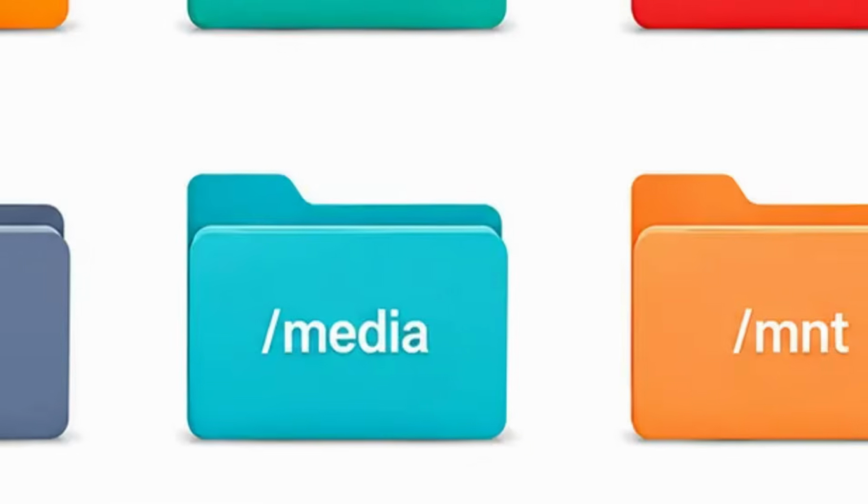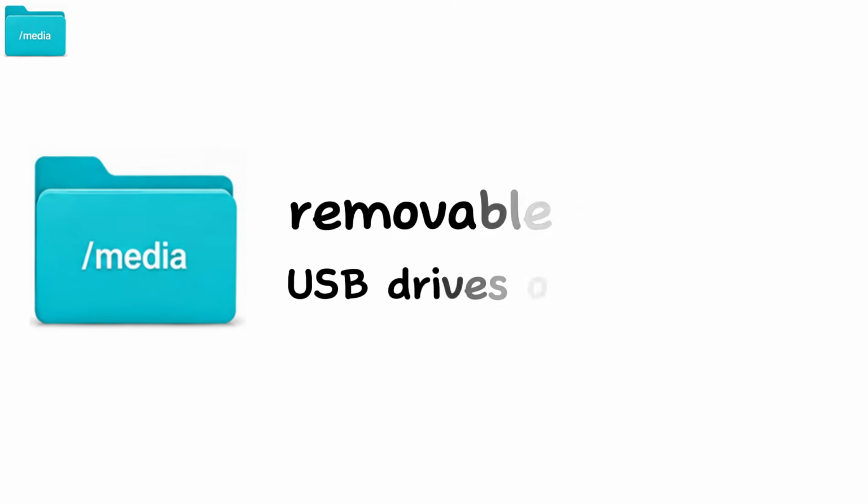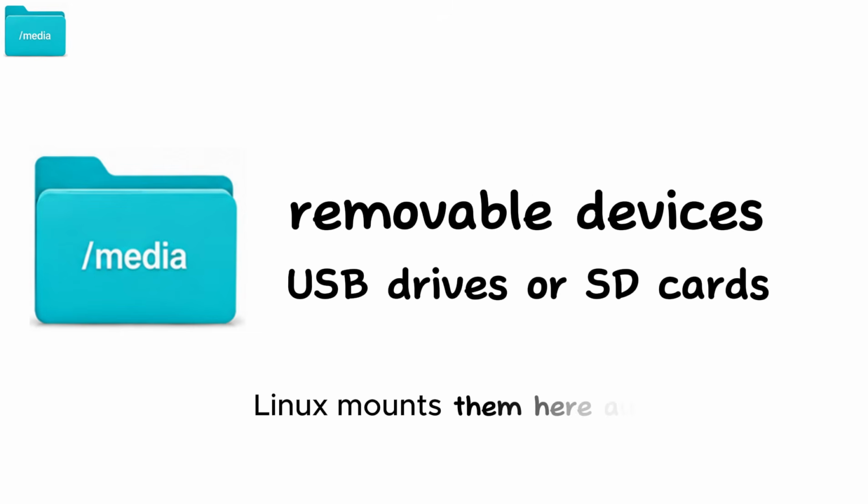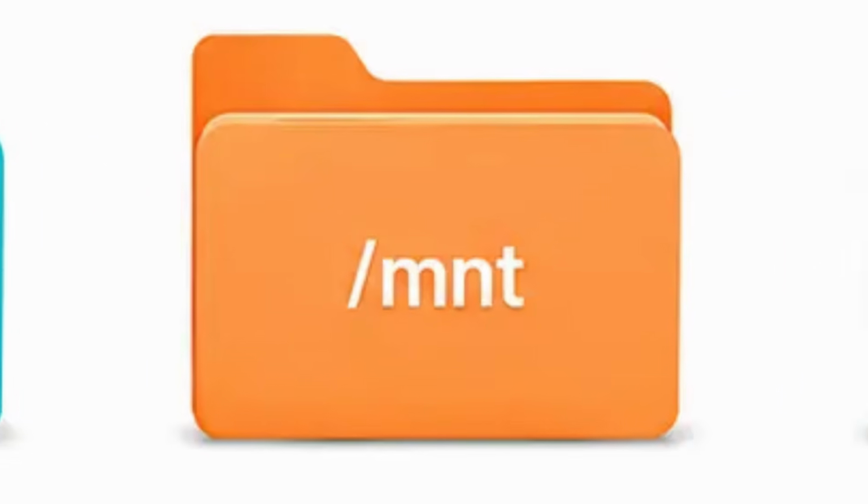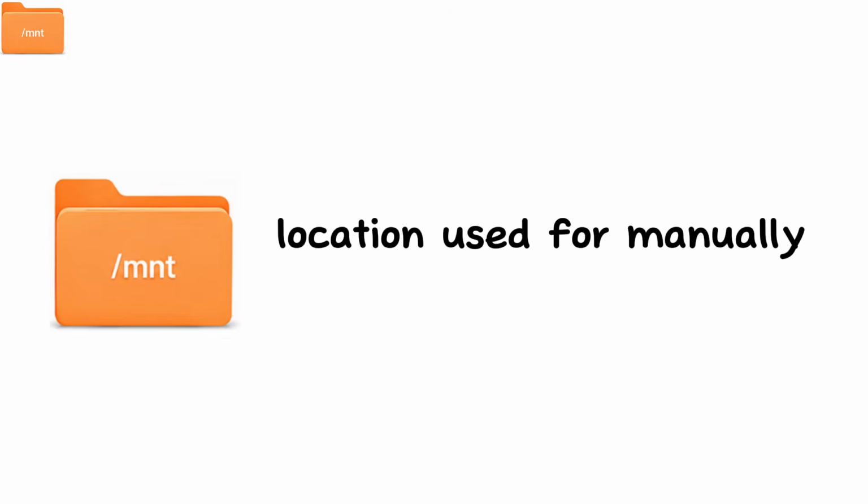Media directory. When removable devices like USB drives or SD cards are connected, Linux mounts them here automatically. The mnt directory. This directory is the traditional location used for manually mounting file systems. System administrators often mount secondary drives, network shares, or disk image files here when they need temporary access. Unlike media, which is usually handled automatically by the desktop environment, mnt is commonly used directly through terminal commands and manual system management.